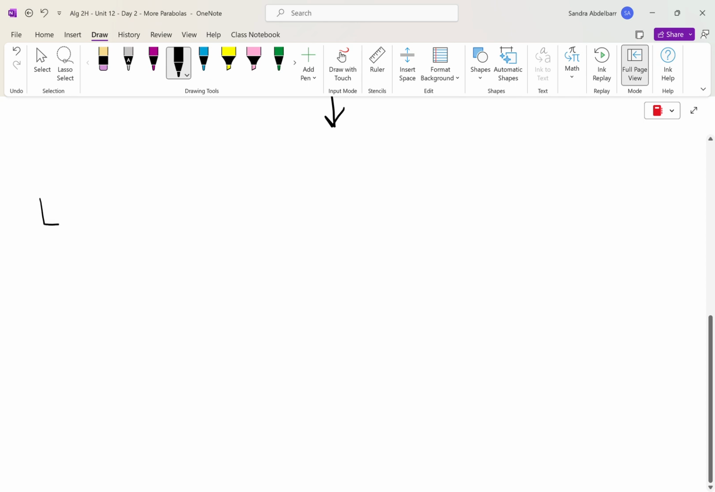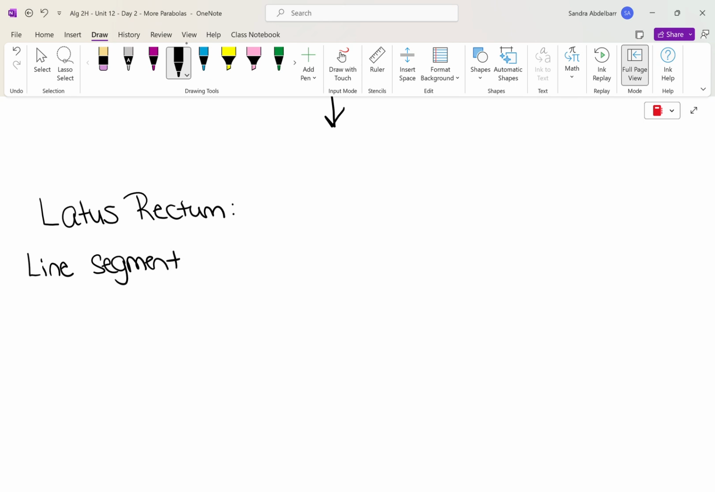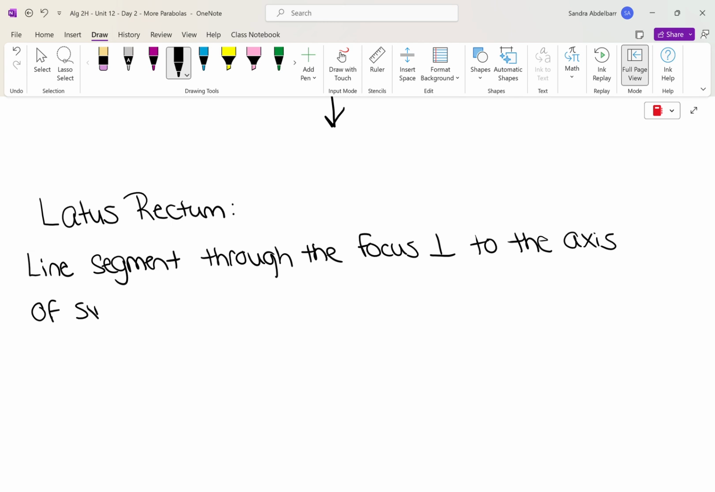All right, next one. So we now know that it has a focus, we have a directrix, and we know that every point on the parabola is the same distance to the focus as it is to the directrix. Now there's going to be another new vocabulary word called the latus rectum. This is a line segment through the focus perpendicular to the axis of symmetry. The endpoints must be on the parabola.